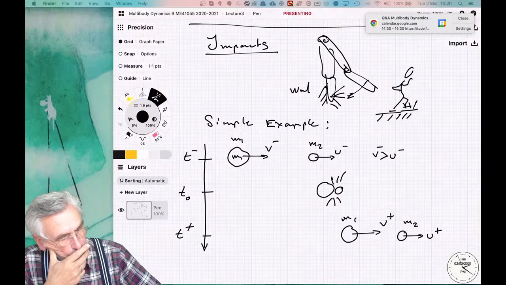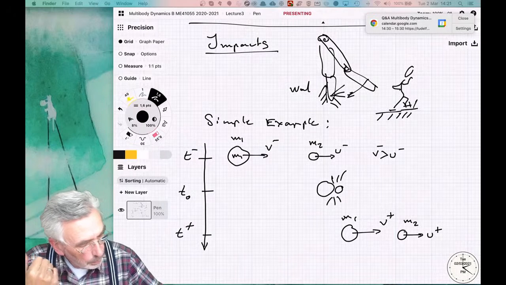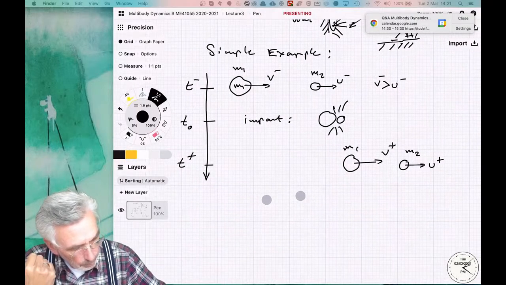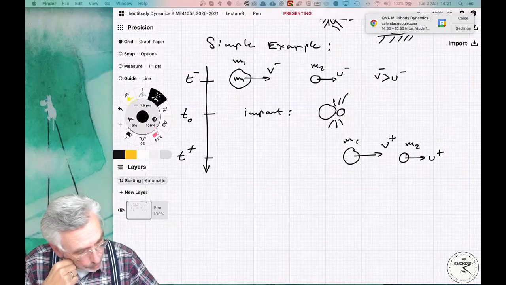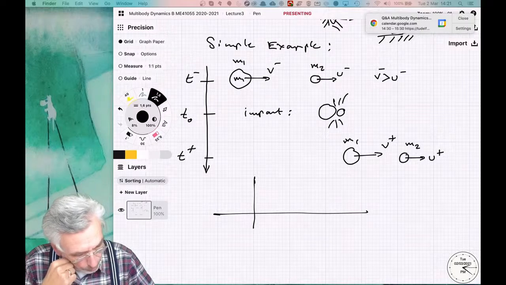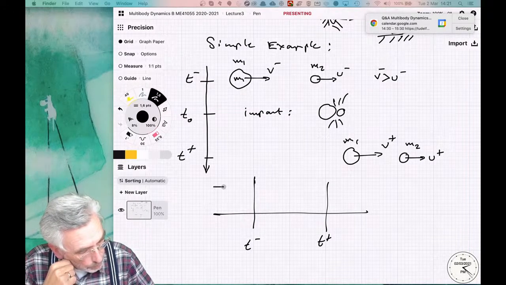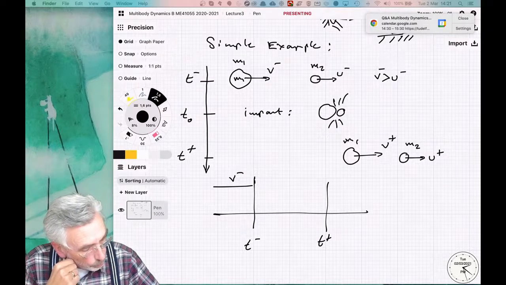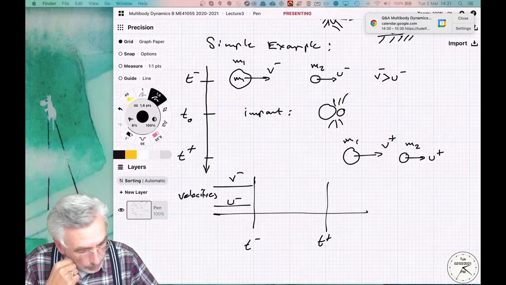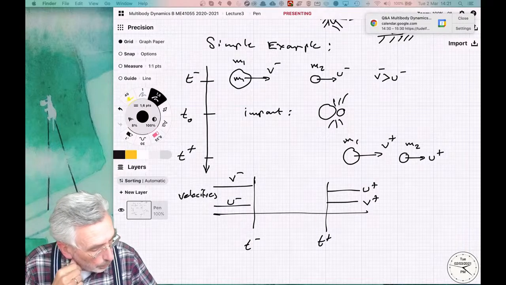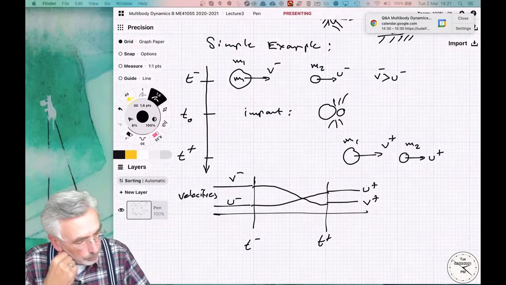And now we're going to analyze what is happening. So this is the impact. Well, let's draw a graph. Let's look at the velocities. So I have time here. I have my t minus and my t plus, and I have two velocities. I have, of course, v minus. It's like this, right? And I have u minus, which should be less. So these are the velocities. And then something happens, and after a while I get u plus, because u is going faster, and I get v plus. So this has to go here, and this has to go there, and how, I don't know, in a smooth way, probably. Something like this, right? Okay.